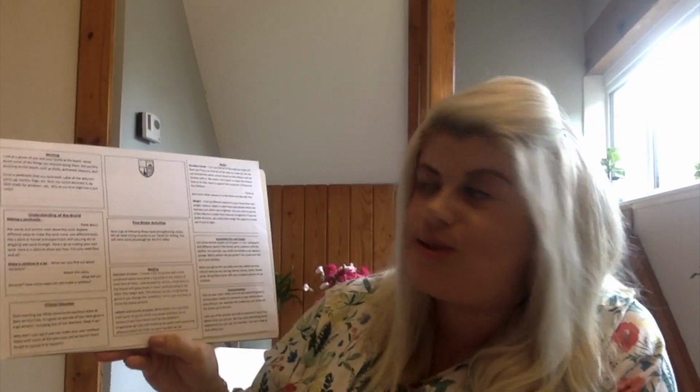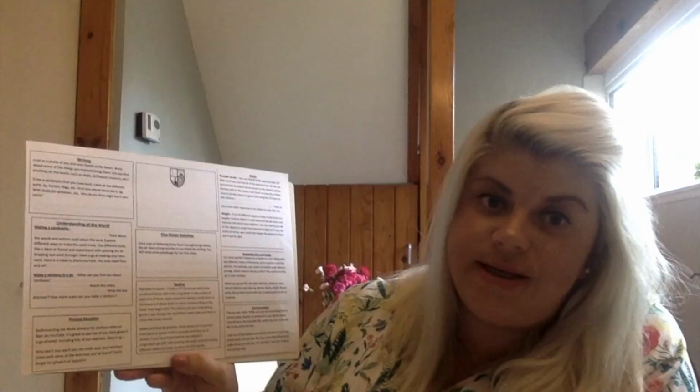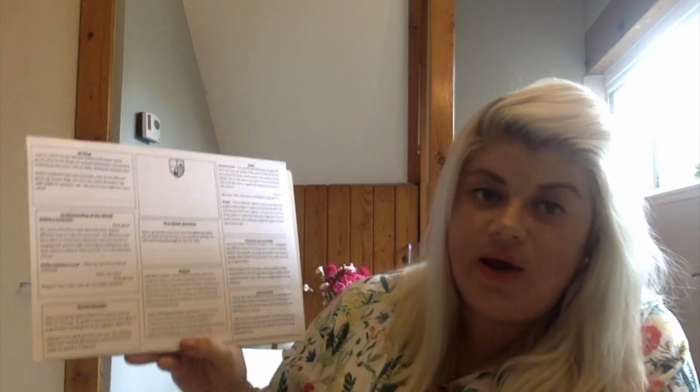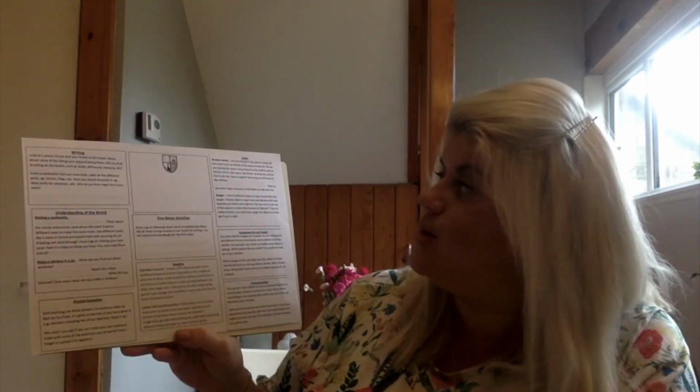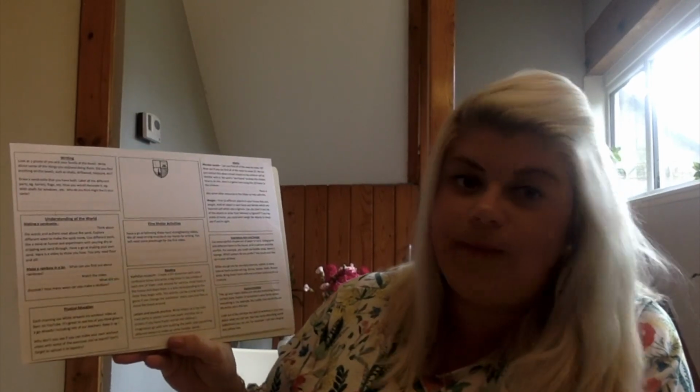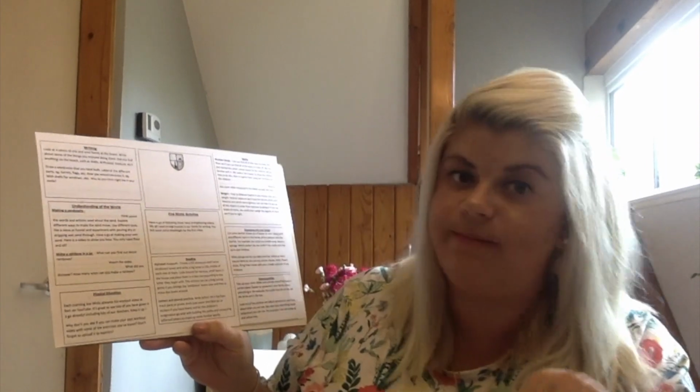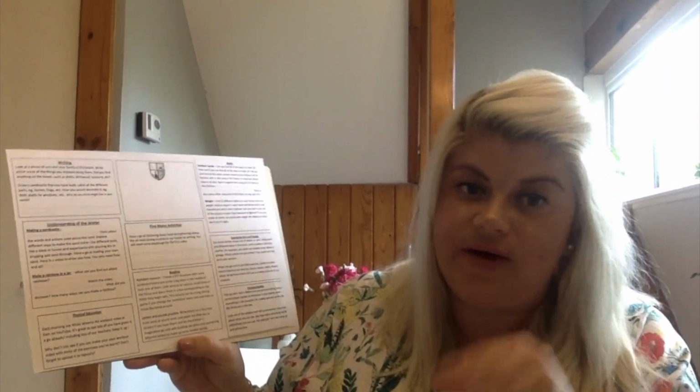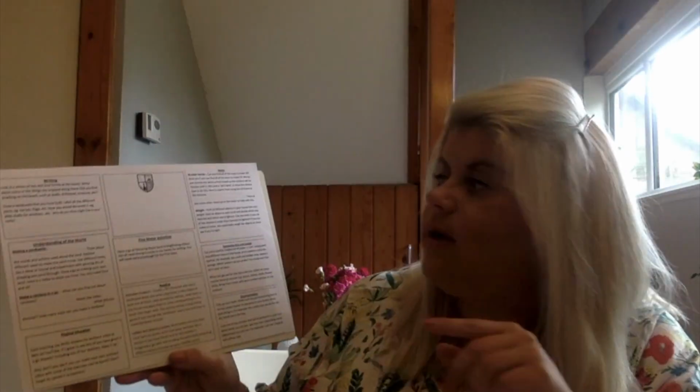So for maths this week, we would like you to practice your number bonds to 10. So number bonds to 10 is all of the different ways that you can make 10 with two numbers. For example, 2 add 8, 7 add 3, 5 add 5. So we'd like you to be thinking about all of the different ways that you can do that.